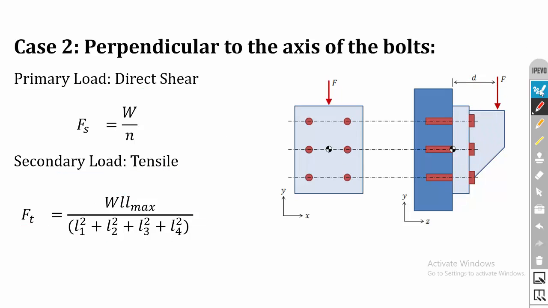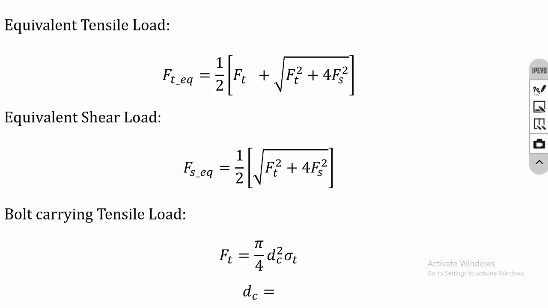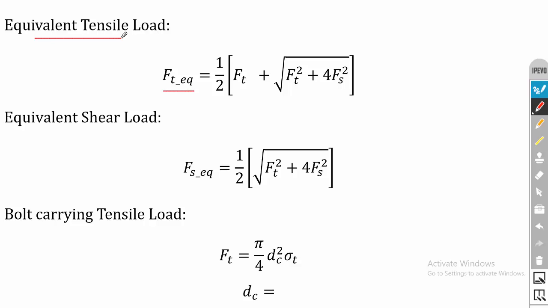After calculating the primary and secondary loads, since the primary stress is shear, you should not simply add the two to calculate the equivalent stress. We have to use the principal stress equation to calculate the equivalent load, not equivalent stress. So the equivalent tensile load Ft equivalent is equal to half of Ft plus root of Ft square plus 4 Fs square. In the place of sigma t, I have used Ft, that's all. To calculate the equivalent shear load, you can use the maximum shear stress equation, that is Fs equivalent is equal to half of root of Ft square plus 4 Fs square.